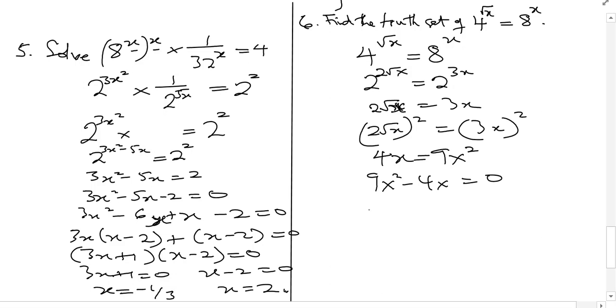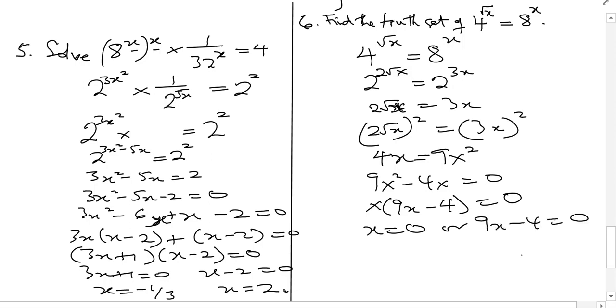Here I can easily factorize out x. Yes, when I factorize x, I'm going to get x times 9x minus 4, which will give me 0. So I have x to be equal to 0, or 9x minus 4 is 0. And from this part, I will say x is equal to 4 over 9. So the truth set is x such that x is equal to 0 and 4 over 9. This happens to be the solution of this particular problem.